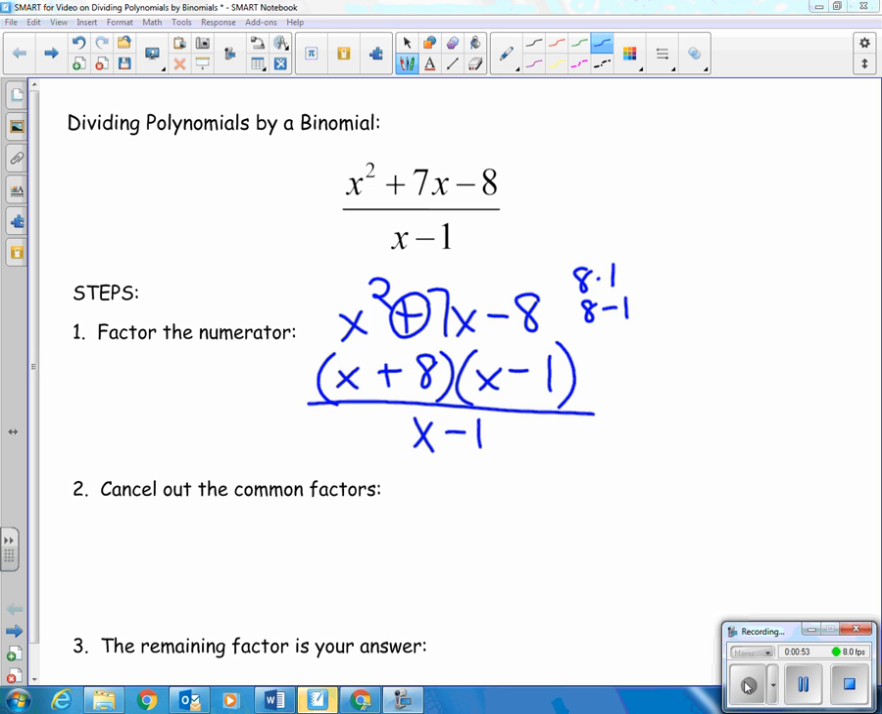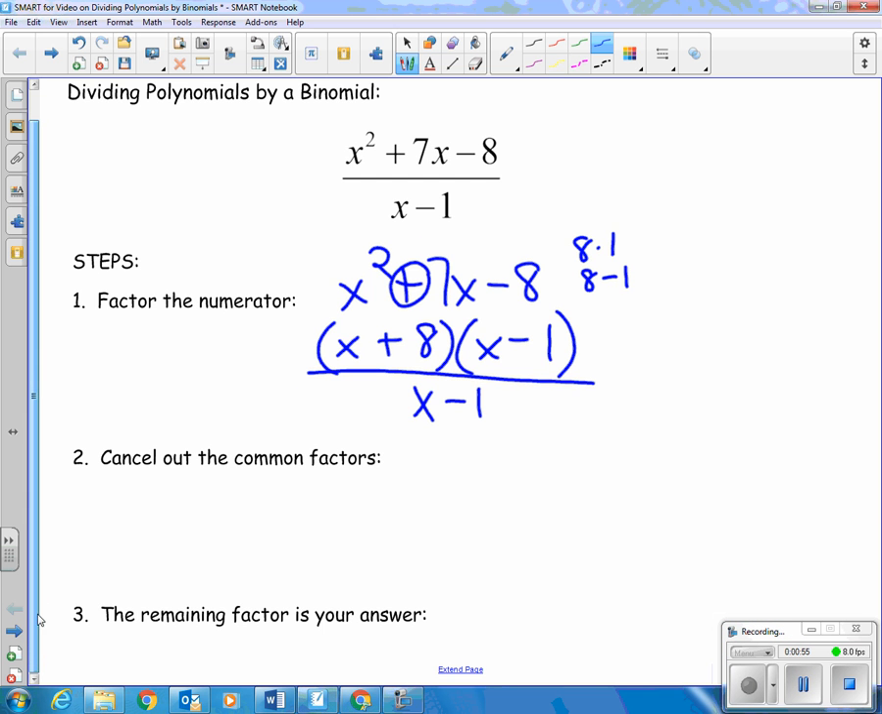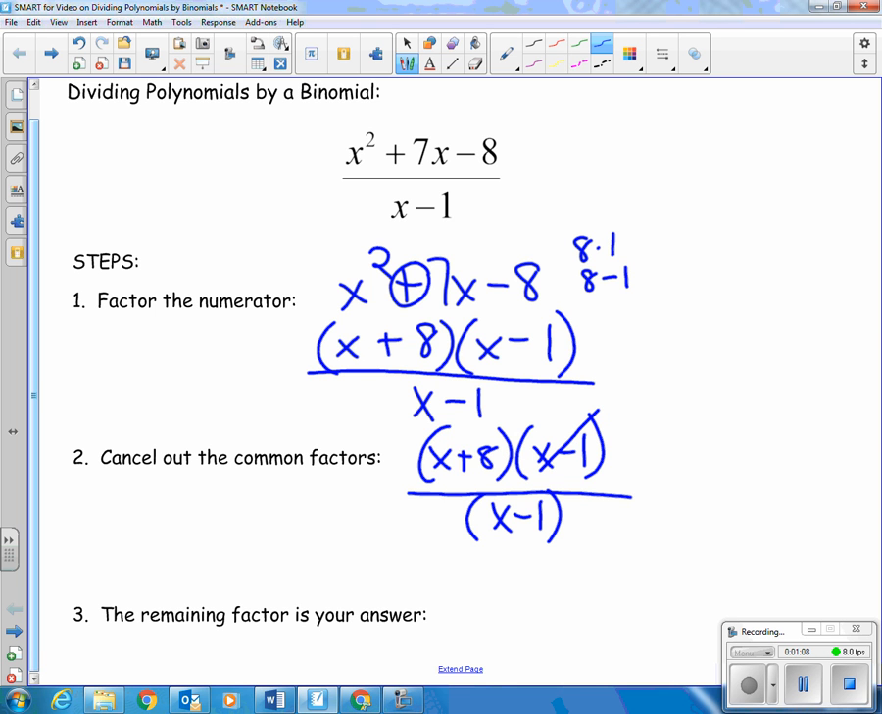Okay, so now my step 2 is I'm literally going to cancel out my common factors. Well, my common factors: I have x plus 8, that's one factor, and I have x minus 1, and then I have x minus 1 on the bottom. So my common factors are right here. These cancel out, and the remaining factor that's left over is my answer. So x plus 8, this is my answer for this first problem. So it's pretty simple. It's just kind of doing our factoring as we've already been doing.